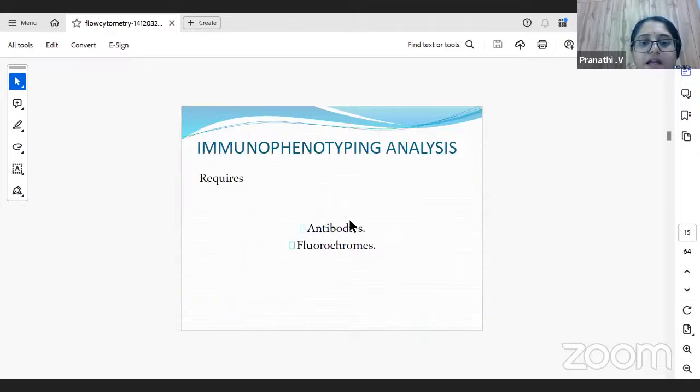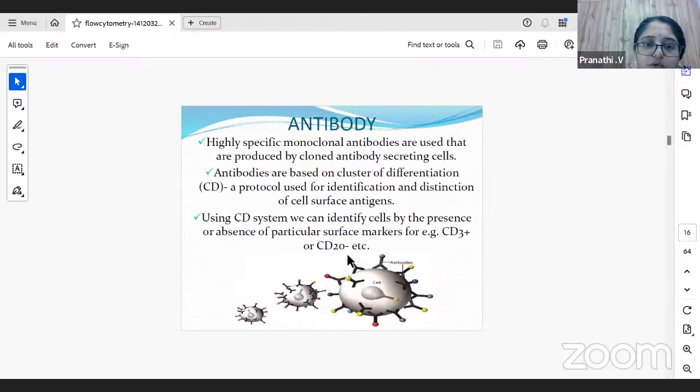So when you're doing immunophenotypic analysis, you're going to use antibodies and fluorochromes. Monoclonal antibodies are used, and all of these are based on the cluster of differentiation, that is your CD. This allows identification and distinction of the cell surface antigens.